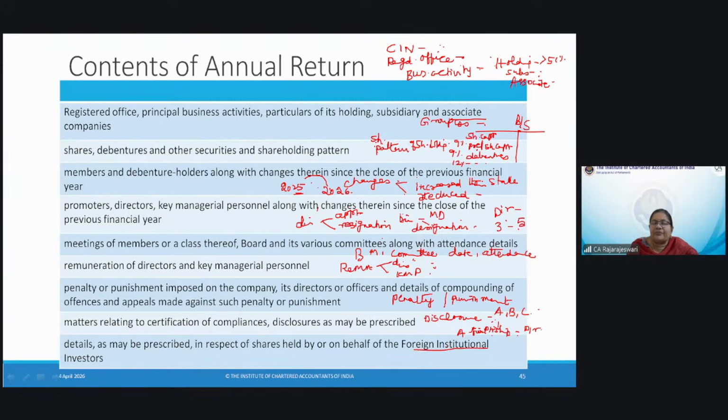Shall we proceed further? So just give a quick run through of this.